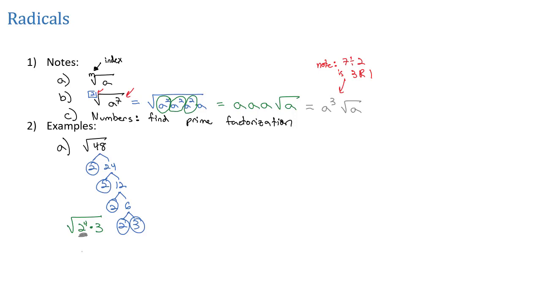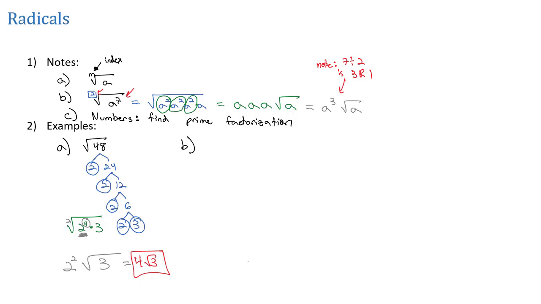Then to decide how many 2's are allowed outside of the square root, we'll divide the exponent by the index. And remember, if no index is written, it's 2. 4 divided by 2 is 2. So I'm going to pull out 2 of that base, or 2 squared, outside the radical, leaving behind a 3. And 2 squared is 4. So maybe a better way to write that would be 4 root 3 is the simplified form of the square root of 48.